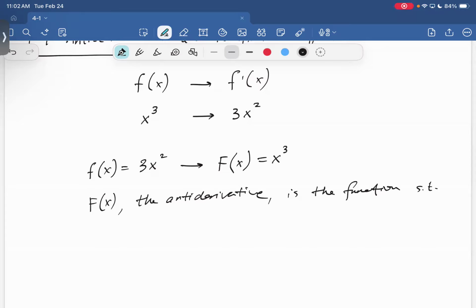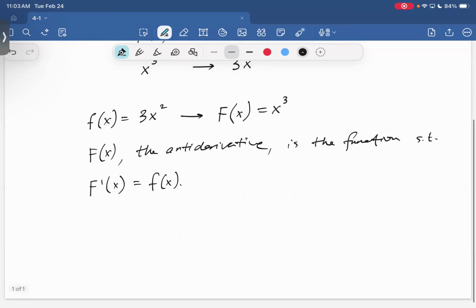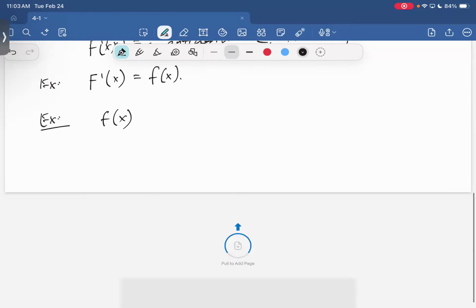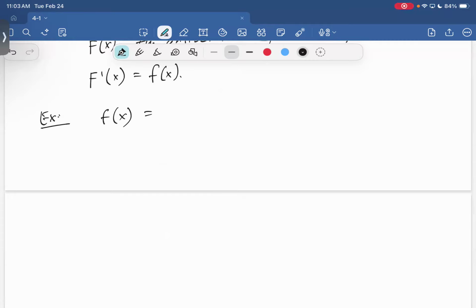Okay. So the antiderivative is the function such that the derivative of the antiderivative is the original function. So it's just the inverse derivative. That's all it is. For instance, if we had f of x equals maybe 5x to the fourth, what would be its antiderivative? X to the fifth. Right, because if we took the derivative of x to the fifth, we would have gotten 5x to the fourth.